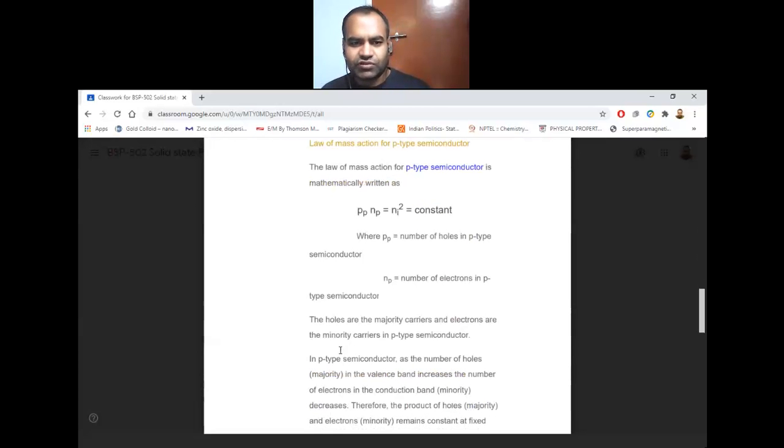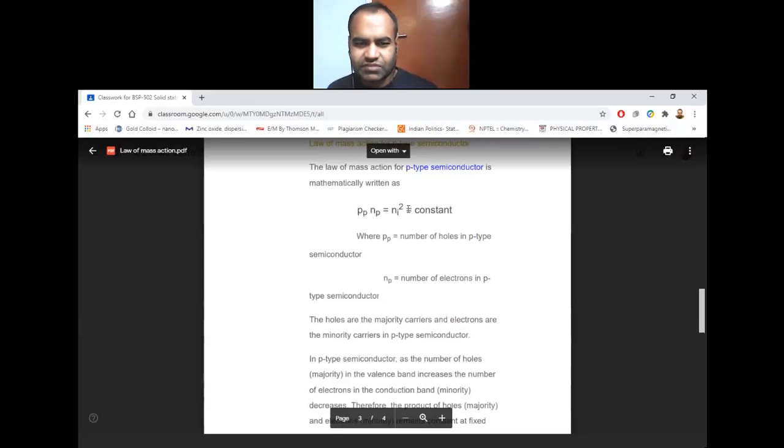Okay, so now just the other way around, the opposite way. The opposite way is the law of mass action for p-type semiconductors. Earlier it was n-type and now it's p-type. P-type semiconductor means that you have more holes than electrons. In other words, the holes are the majority carriers and electrons are the minority carriers.